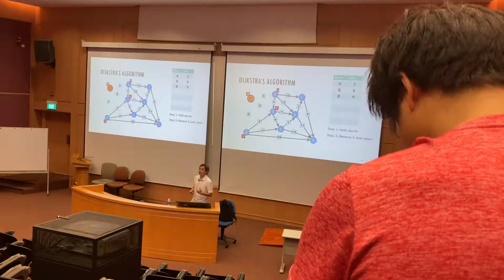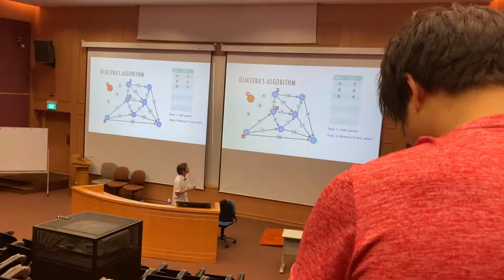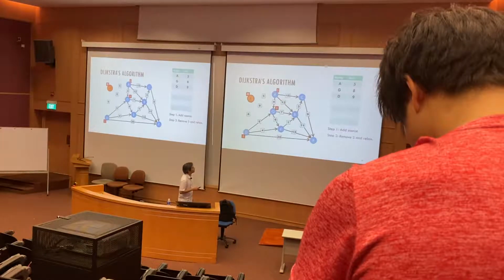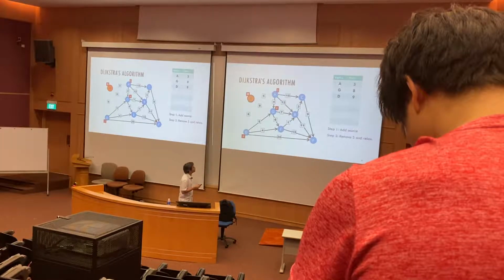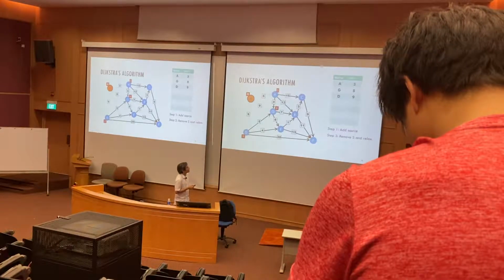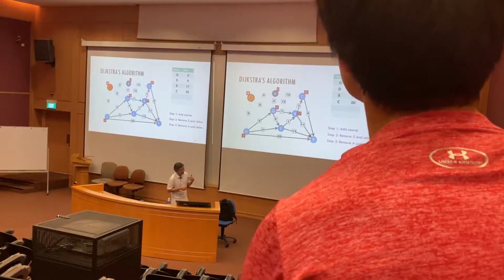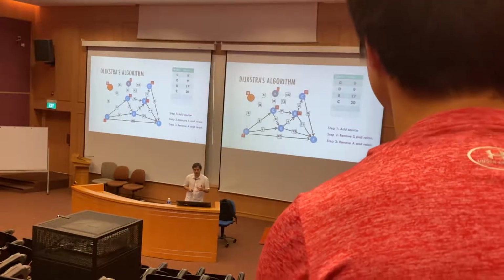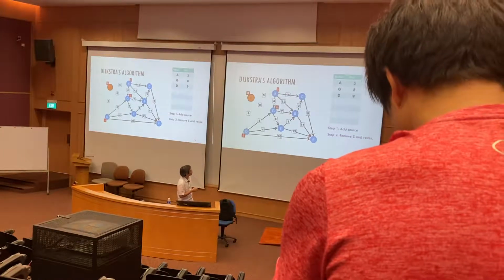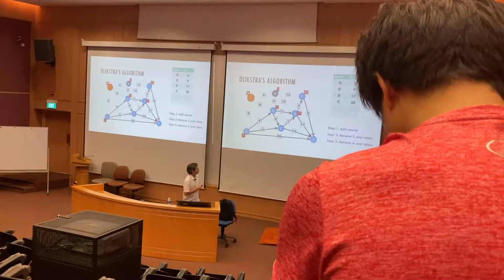So now what do I do? Now I'm going to look here. I'm going to find the node with the minimum distance estimate, and here it's going to be A. A has distance 5. So I'm going to remove A from this data structure, and I'm going to relax all its outgoing edges.